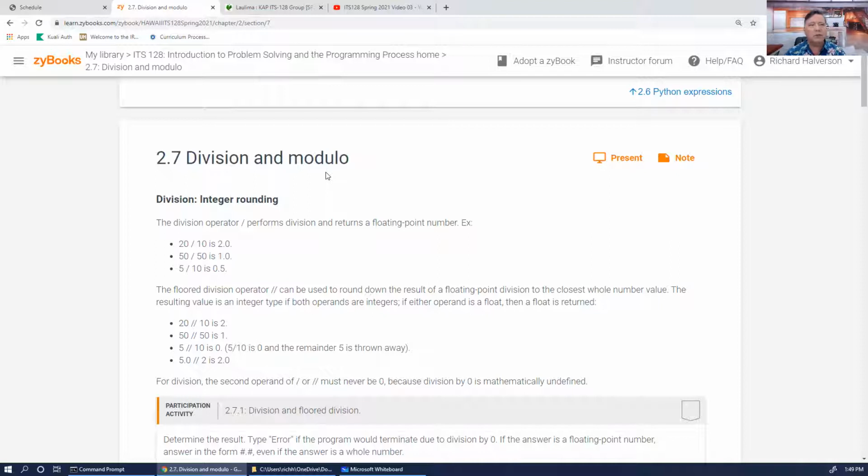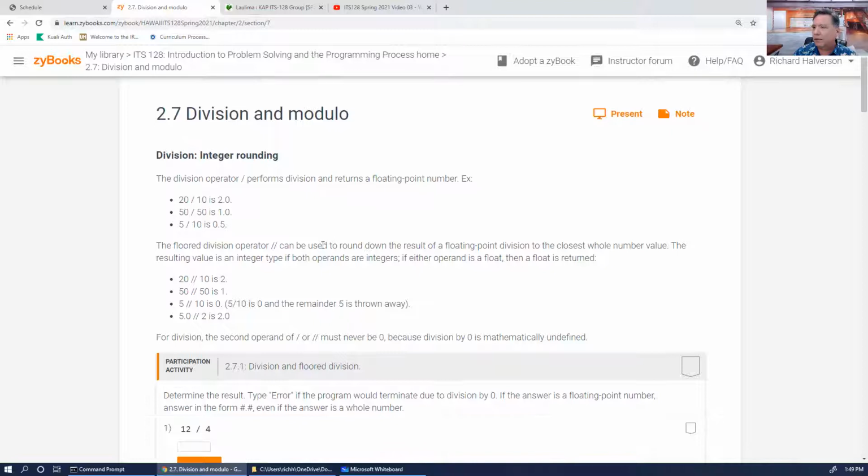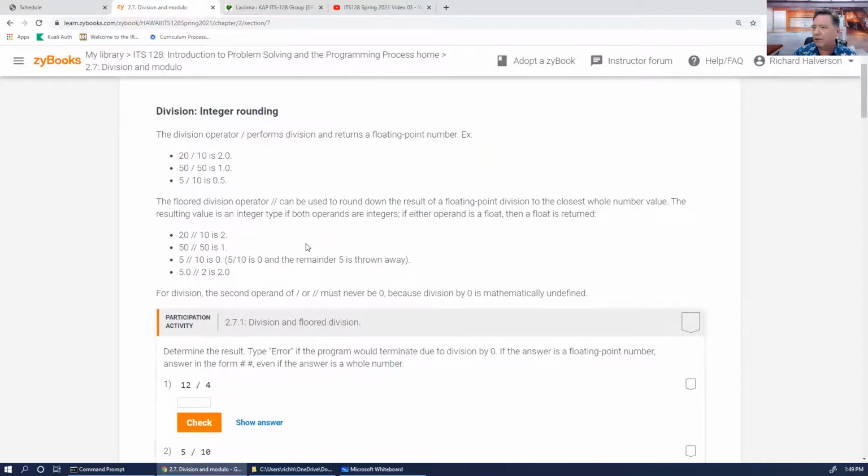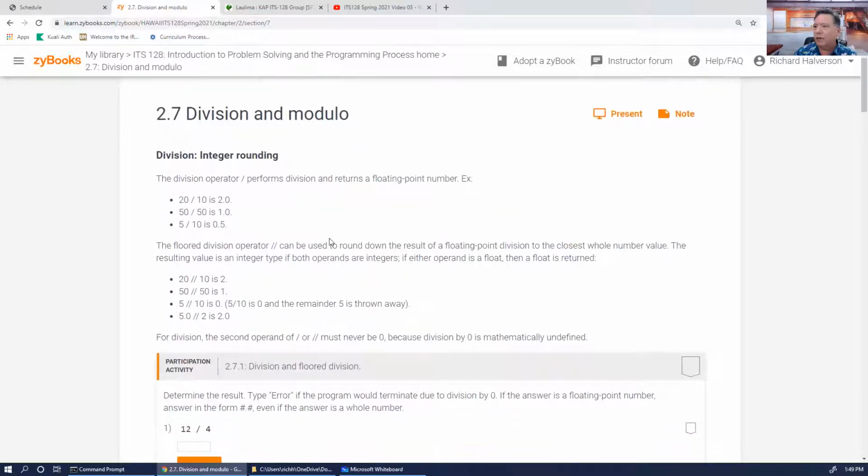We divide two numbers together and we get a remainder, and that's the number that we're looking for, for various reasons. So they're dedicating a whole section to this: division and modulo. When you're dividing, there's the dividend and the divisor and the quotient and the remainder, right?